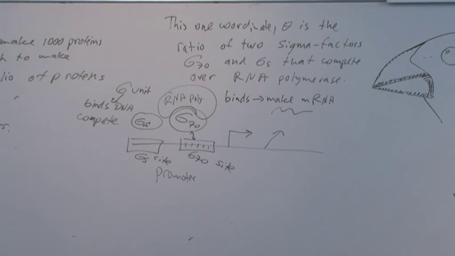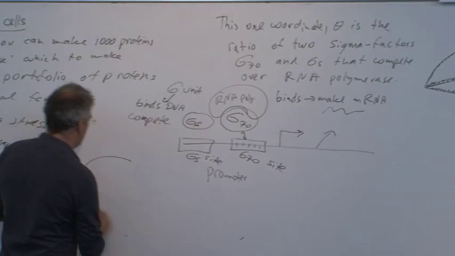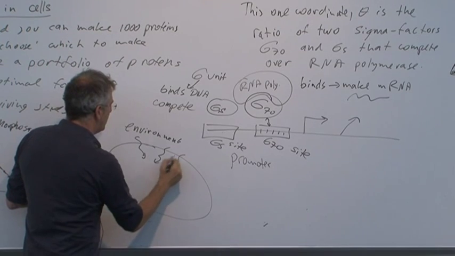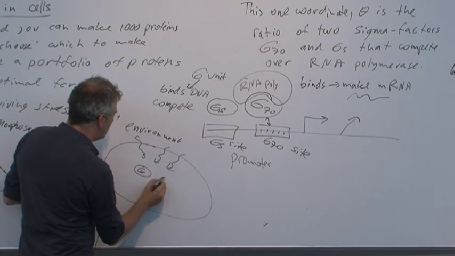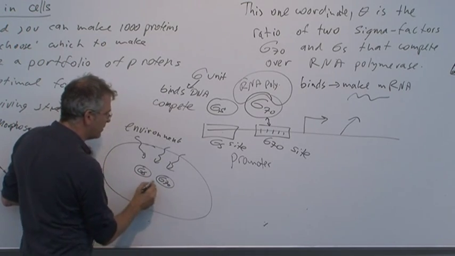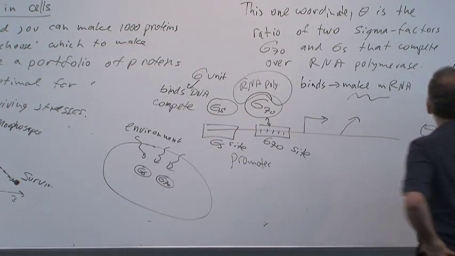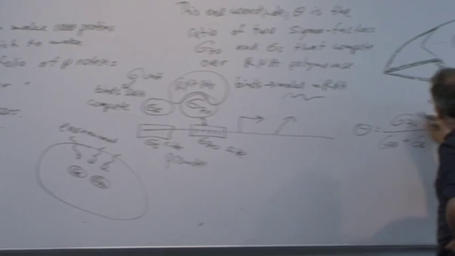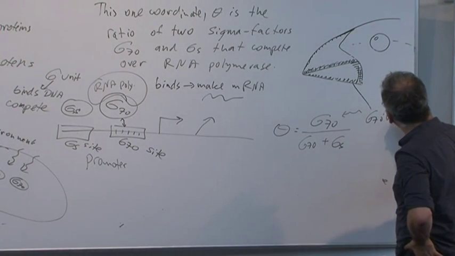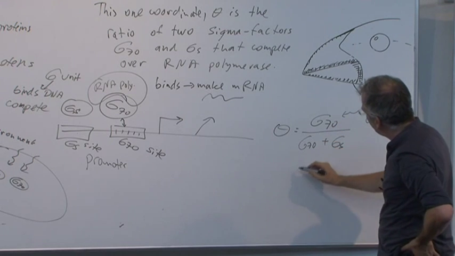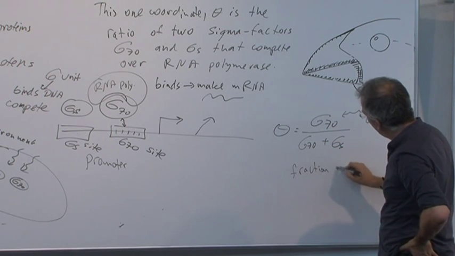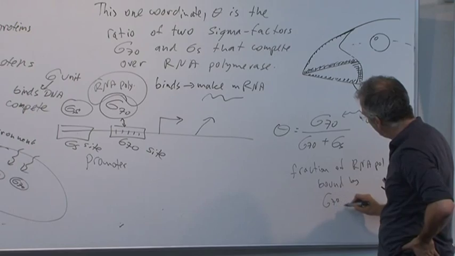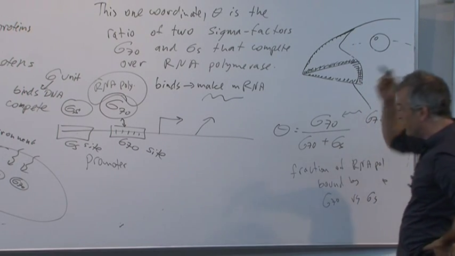Okay? But all E. coli needs to do is you have the environment. All these signals impinge on a signaling network that determines basically the stability and the production of sigma 70 and sigma S. So this theta is sigma 70 divided by sigma 70 plus sigma S. When I write sigma 70, I mean sigma 70 bound to RNA polymerase. So what fraction of RNA polymerase is bound by sigma 70 versus sigma S? This is, of course, a number between 0 and 1.